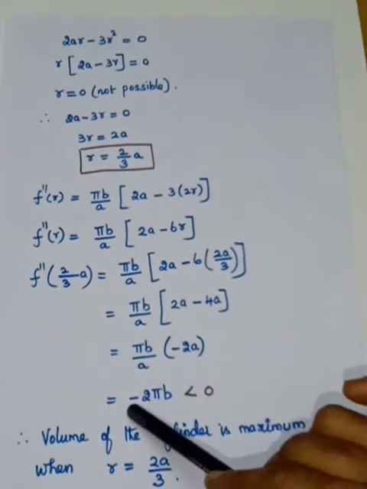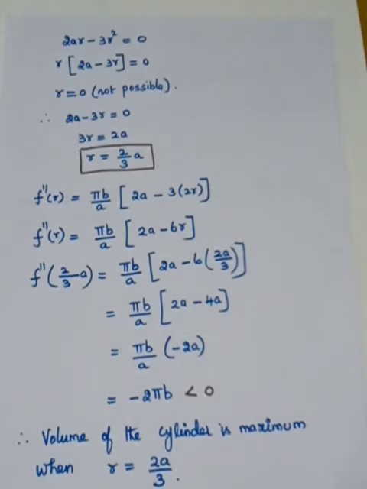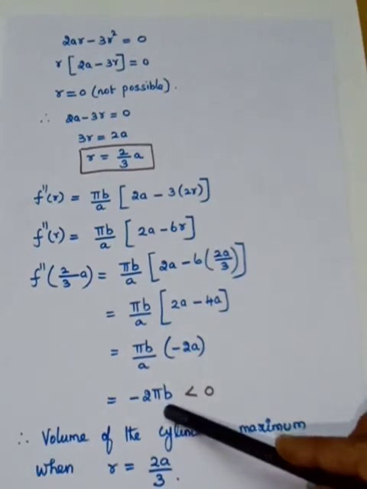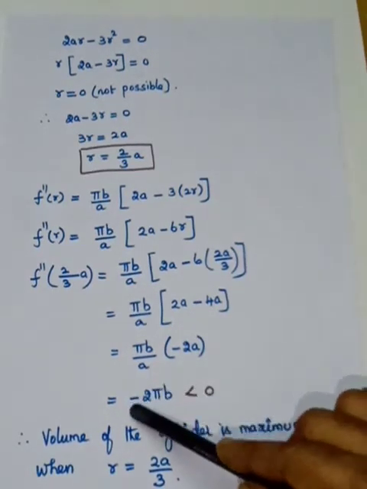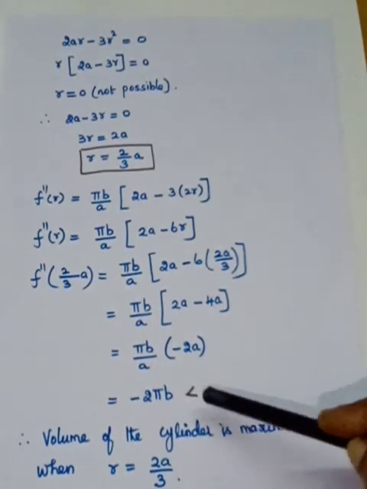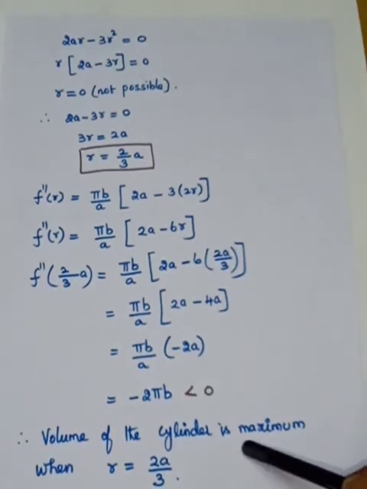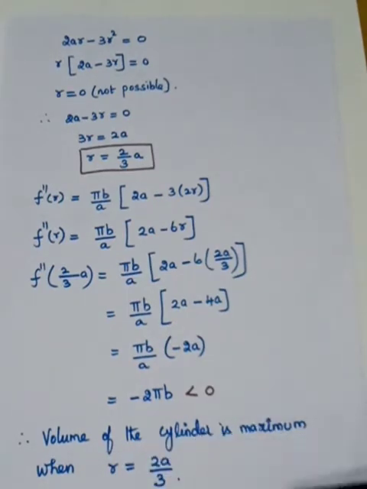How is it? Here you are having minus. b is what? It's a height, so it cannot be negative. So here you are having minus, so the whole term is negative. So the function is maximum. What is the function we have taken? Volume of the cylinder. So the volume of the cylinder is maximum when r is equal to 2a by 3.